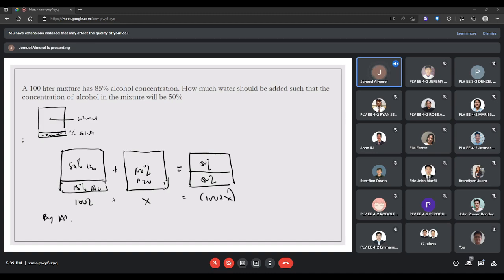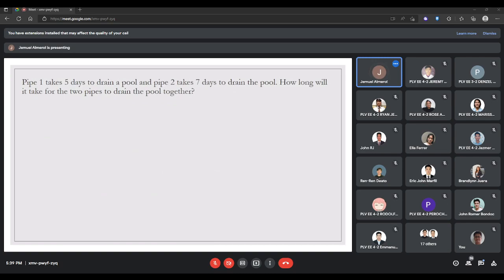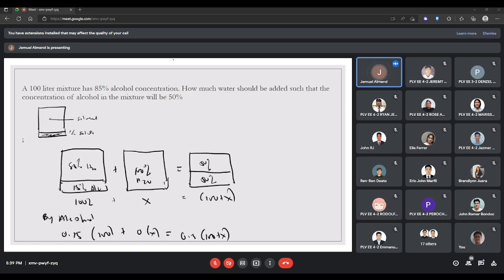Alcohol first, part. So 0.15, the equivalent of 15%, multiplied by 100, plus we have no alcohol in the water, so 0 times X. That would be equal to 0.5 multiplied by 100 plus X. Okay? So 0.15 times 100, we have 15, equal to 0.5 times 100, which is 50, plus 0.5x.